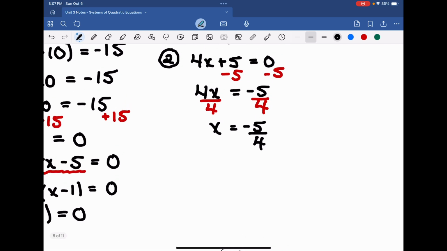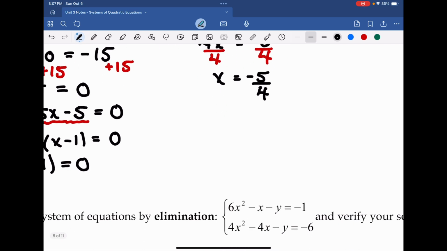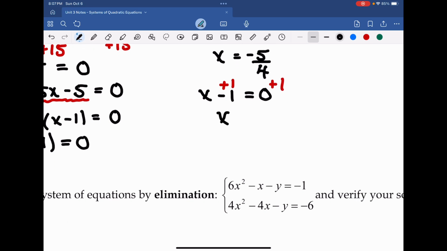Our second x value is going to come from when we take our second binomial and isolate it. So now we have x minus 1 is equal to 0. This one's a lot simpler. We're just going to add 1 to both sides. And again, I'll try to be as neat as possible with these things. Add 1 and add 1. X is going to be equal to the positive 1. There we go. So now we have our two x values.